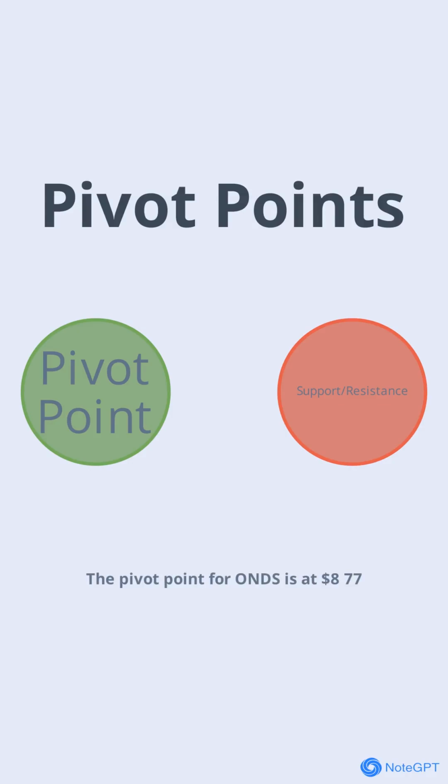Pivot point for ONDS is at $8.77. Pivot points are used by traders to identify potential turning points in the market. If the price stays above the pivot, it's considered bullish, while a drop below may indicate bearish sentiment. These levels can help guide intraday trading strategies.